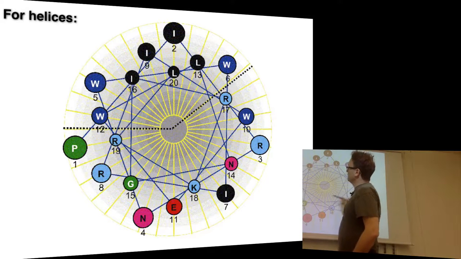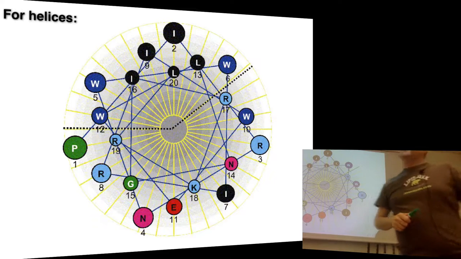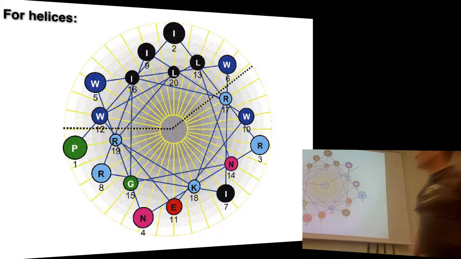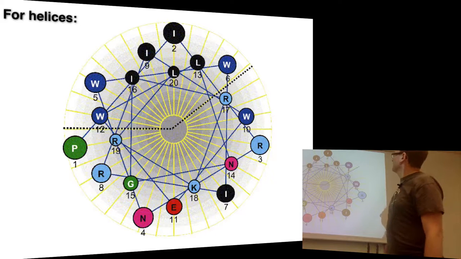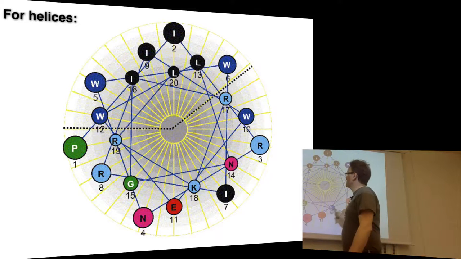1, 2, 3, 4, 5, 6, and then we keep going around like that. If we take your residues and just put their names here, do you see that there are lots of black ones up there? Isoleucine and leucine, and then there are at least a bunch of charged ones here. The charges are a bit different.